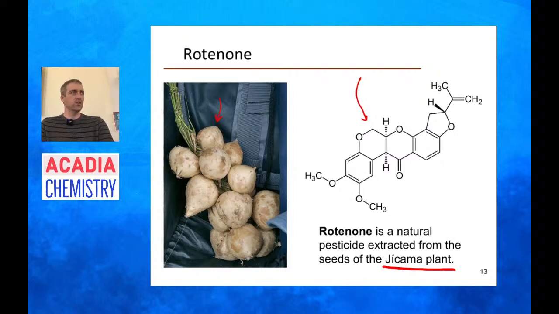You can take the seeds, crush them, and extract this material. Then you could make mixtures of that material with water, spray it on your plants, and this will kill or deter, at least, insects. And you wonder why that is in the seeds of the plant. It kind of makes sense. The plant itself doesn't want to be eaten by insects. That's true of any plant. They're not there to be insect food. They're there to grow tall and distribute their seeds.